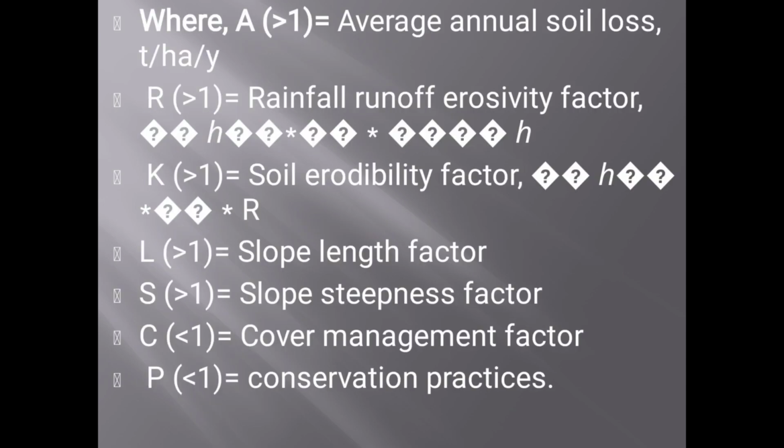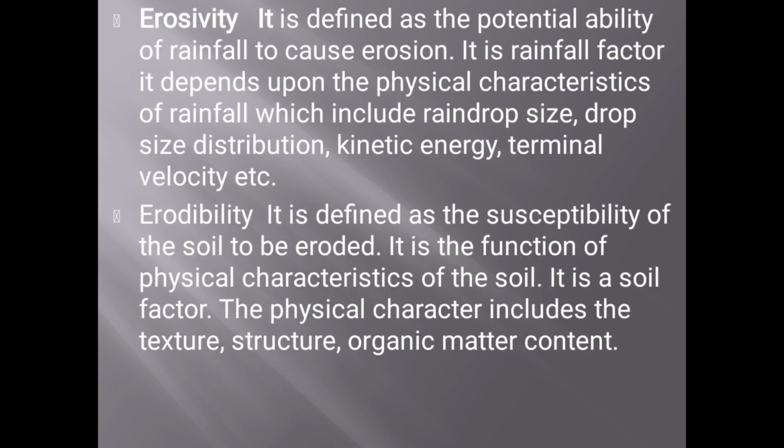Here A is the average annual soil loss, R is the rainfall runoff erosivity factor, and K is the soil erodibility factor. Next, L is the slope length factor, S is the slope steepness factor, C is the cover management factor, and P is the conservation practices factor. Erosivity is defined as the potential ability of rainfall to cause erosion. It is the rainfall factor. It depends upon the physical characteristics of rainfall, which include raindrop size, drop size distribution, kinetic energy, terminal velocity, etc.